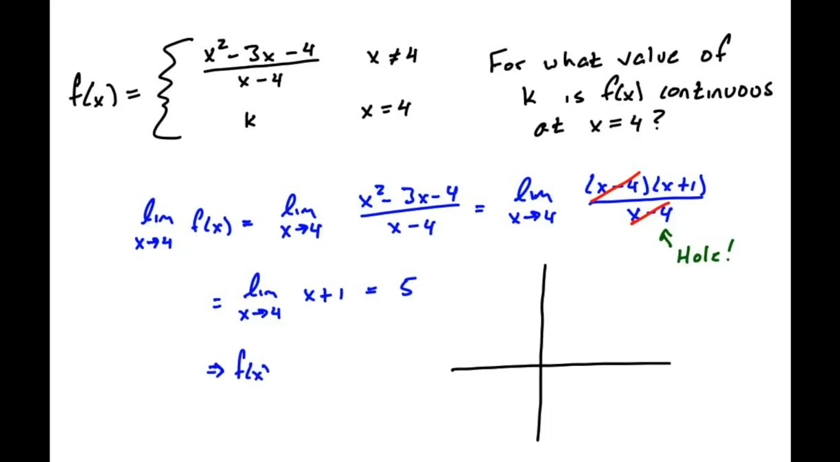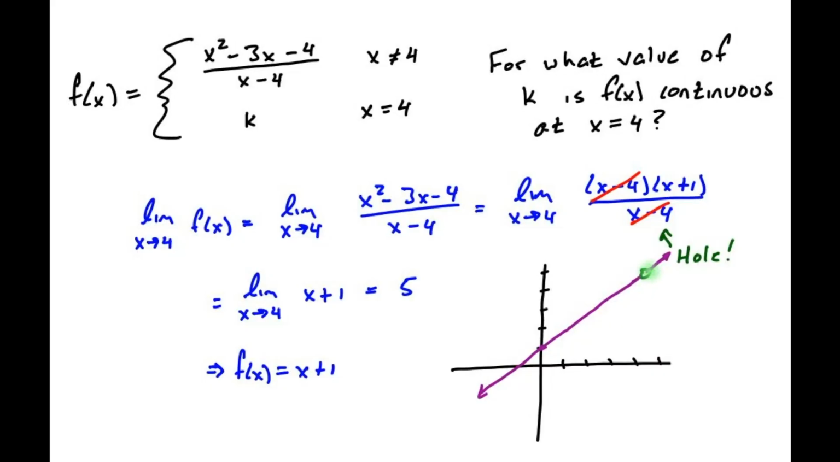After we canceled out those x minus 4s, we're left with just the function x plus 1. Well, that's just a linear function with a y-intercept of 1 and a slope of 1. So that's easy enough to graph. So I'll start drawing it in here. But I want to remember that I do have a hole at the point (4, 5). And this hole is definitely going to make this function not continuous there. But good news, our piecewise function has a solution for that.